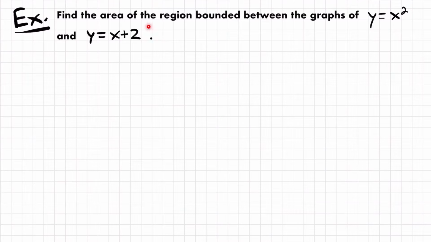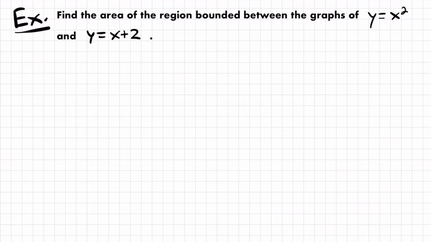We have: find the area of the region bounded between the graphs of y equals x squared and y equals x plus 2. Now this example is a little bit different because, as you notice, we are only given two equations and we are not told the bounds of integration, right? In the previous example, we were told about the lines x equals 0 and x equals 1, but in this case, we are not given any of those extra lines.